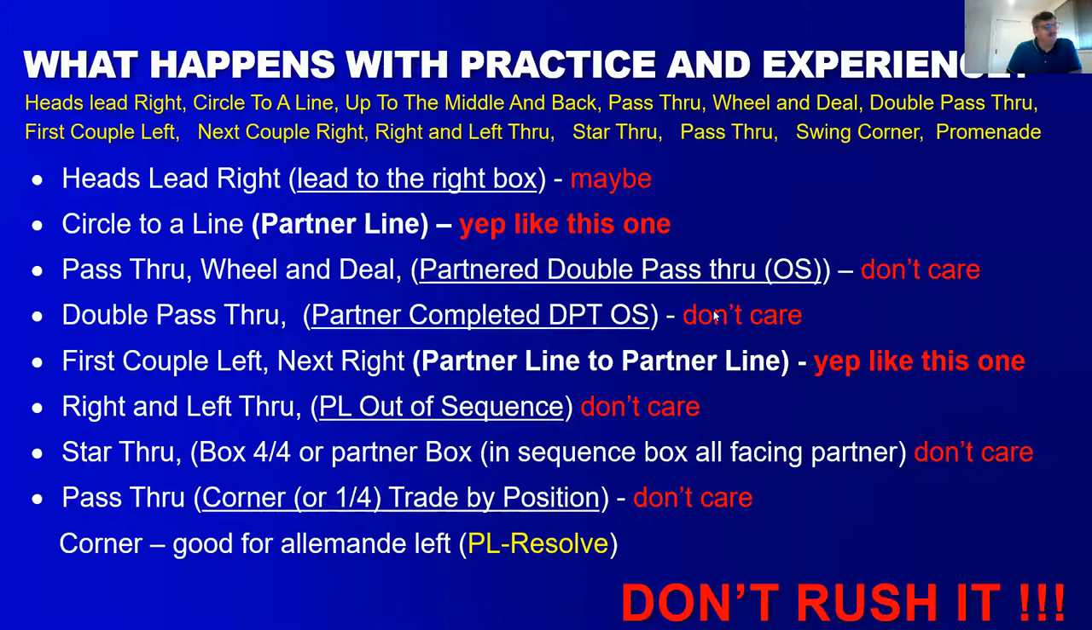Right and left through. Well, that's a partner line out of sequence. I'm not going to worry about that. Star through, box 4-4 or partner box. No, don't care about that one yet either. Pass through to the corner from a trade by position. I don't care. However, that is a corner. It's good for an element left.